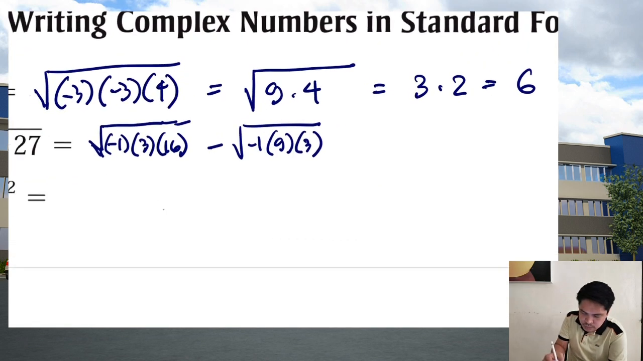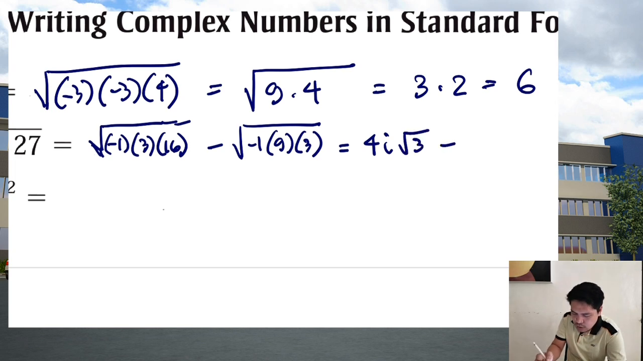Okay, now, take a look at this. 16 is a perfect square, so we just extract that. So that would be 4. And negative square root of negative 1 is just i, sorry. Hence, etong first term natin magiging 4, extracted si square root of 16. i, extracted kasi si square root of negative 1, and naiwan sa loob si square root of 3.